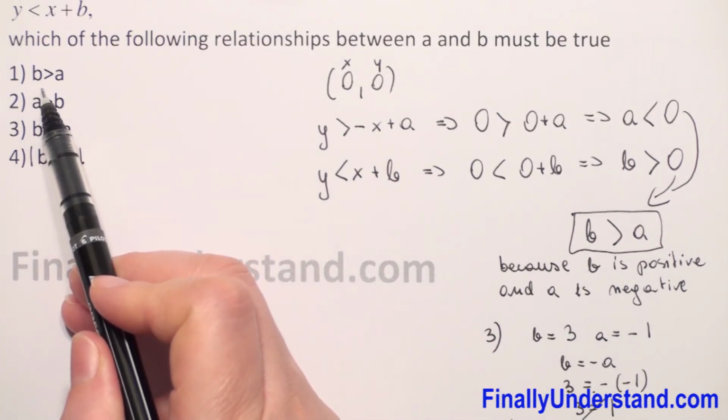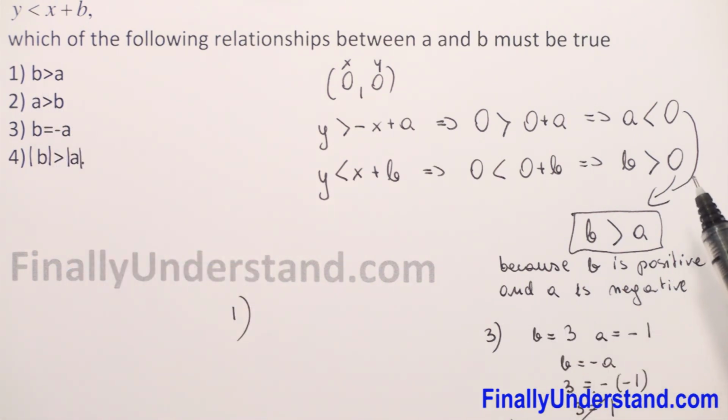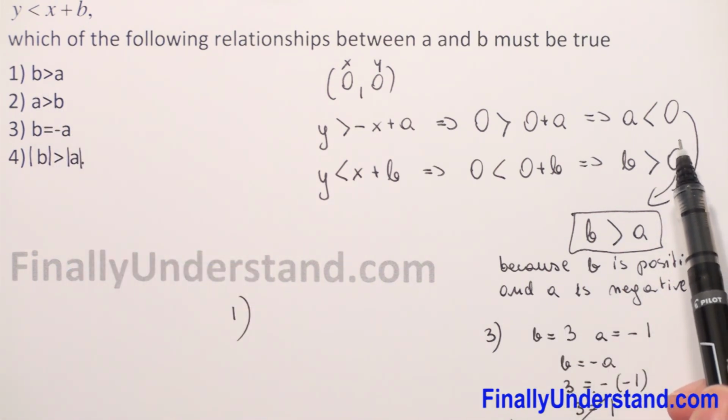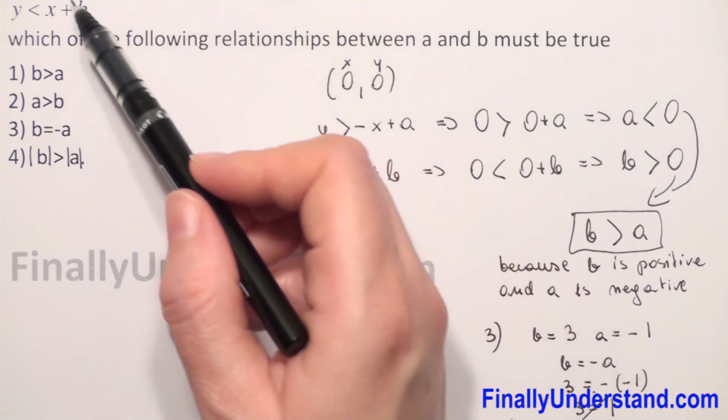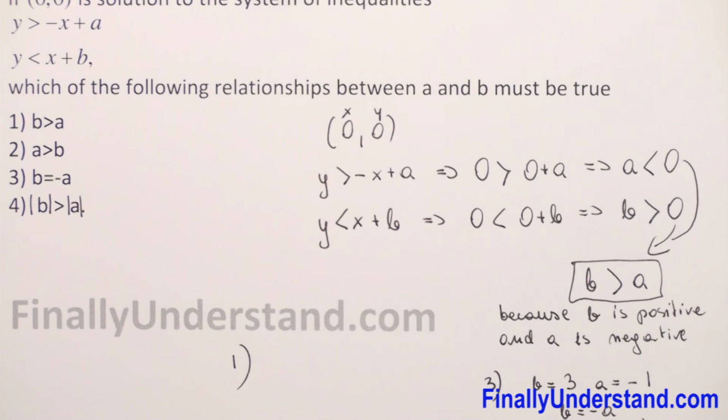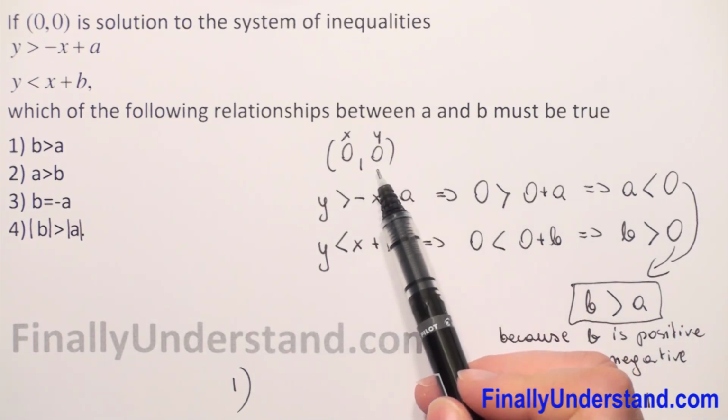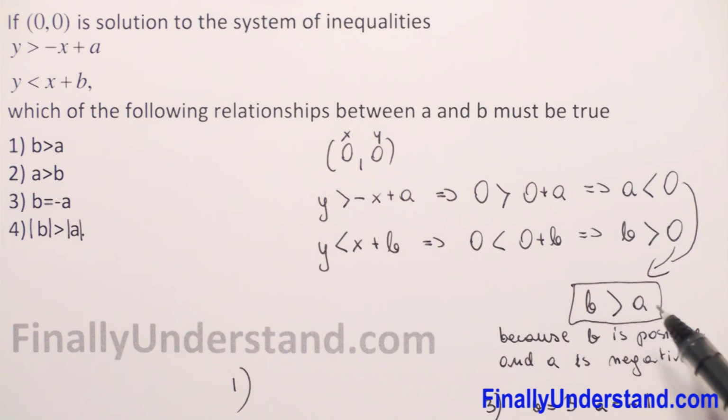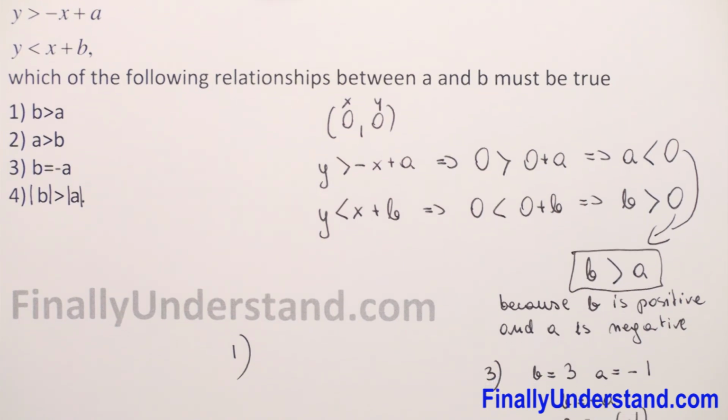So we can say only that the first relationship is true: b is greater than a. We got this from these two inequalities, because point (0, 0) is a solution for these two inequalities. We calculated that b is greater than 0 and a is less than 0. So because b is positive and a is negative, we can write that b is greater than a. So only the first relationship is true. This is my solution.